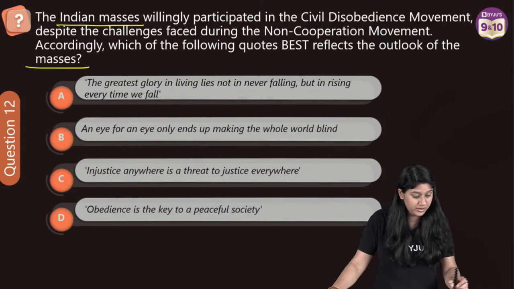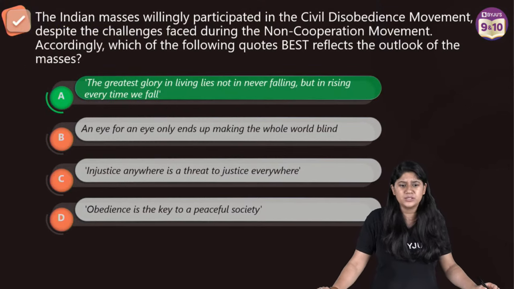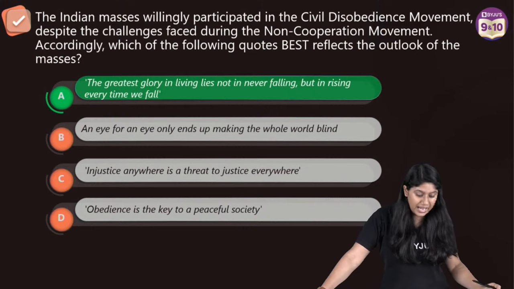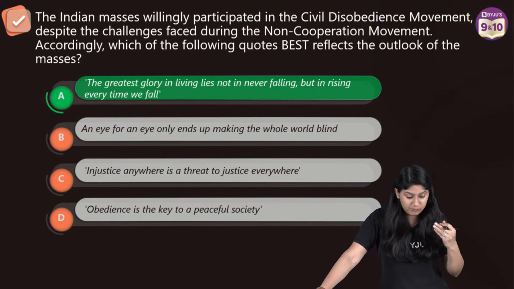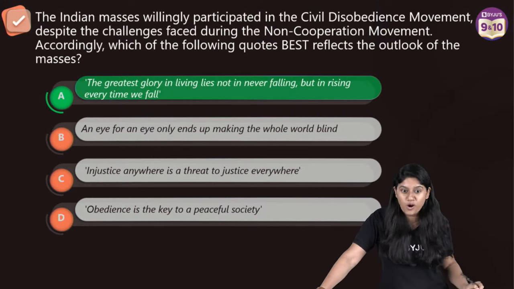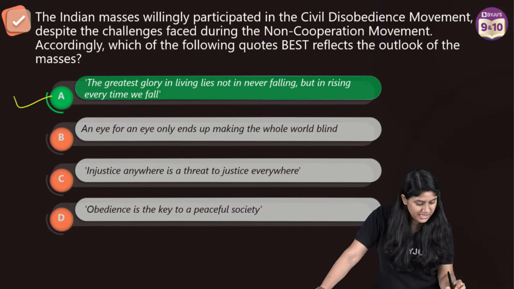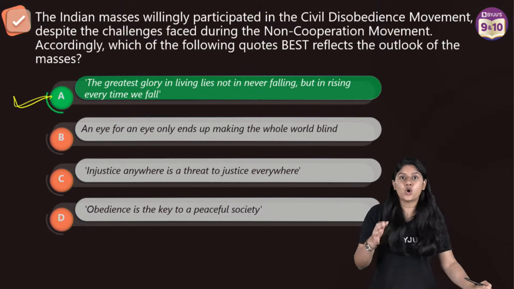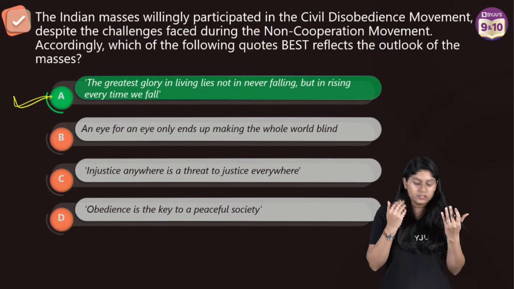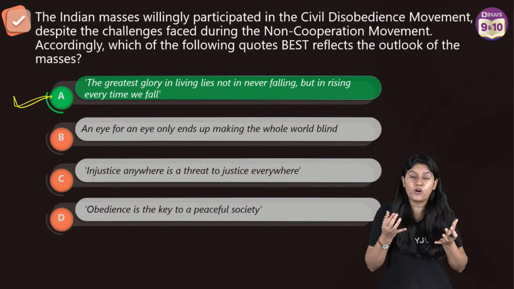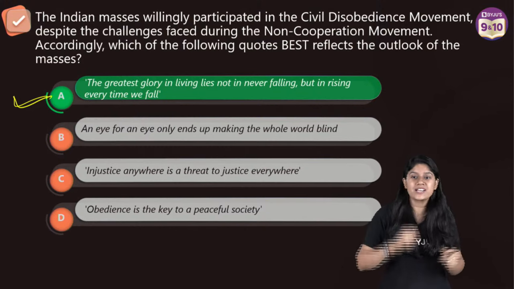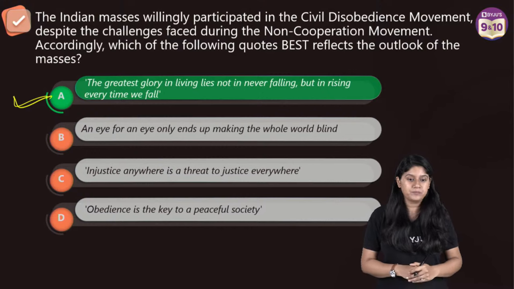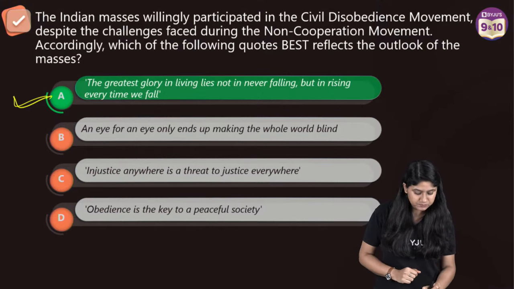Awesome, everyone. The correct answer over here is option A, and all of you are absolutely correct. The greatest glory in living lies not in never falling, but in rising every time we fall. So that's the correct answer, option A. Even though we know that the non-cooperation movement, which started earlier, could not give us the result that people were looking for, we started with the civil disobedience movement, right? With the hope that we'll be able to rise again and attain freedom. So option A is the correct answer.